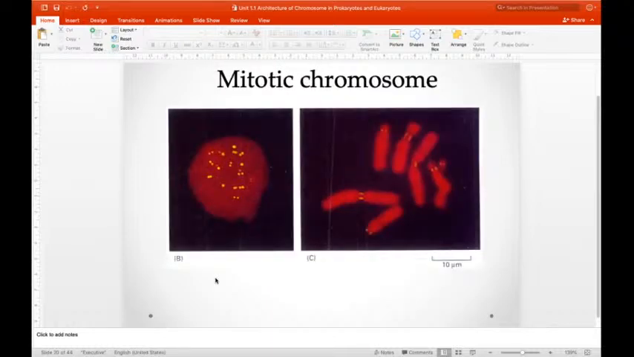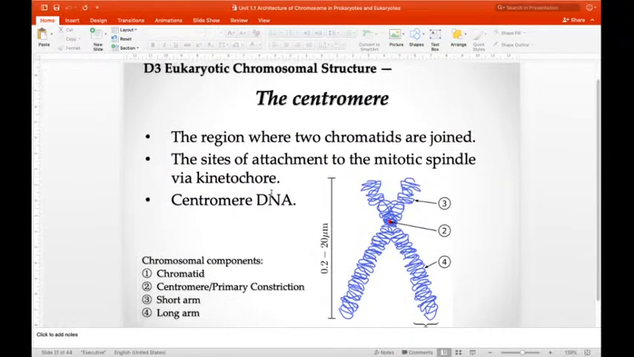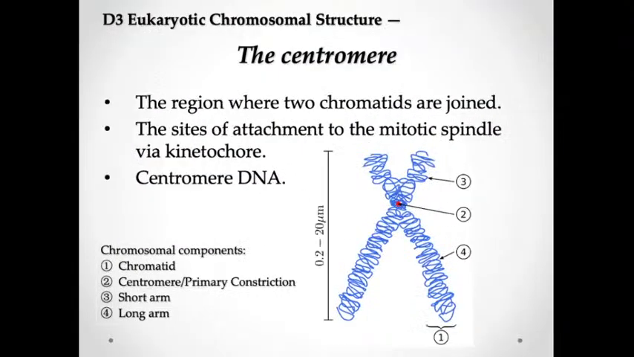Then comes your mitotic chromosome. These are done with dye. You can see them being separated during the phase. And this is the centromere. Sorry. So we are talking about eukaryotic chromosome structure so far. This is the centromere in the center. The third one is the short arm, the fourth one is the long arm, and this whole thing is called a chromatid.